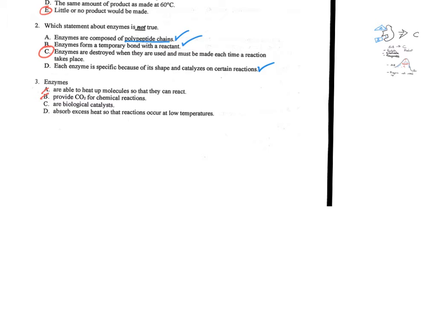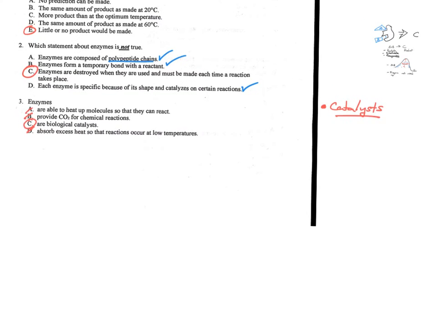So our biological catalysts, that's actually the definition. Actually, I used that word. If you go back and look at the notes in the video, I used the word catalyst. And I said enzymes are catalysts. They're biological catalysts. That's what they are. And absorb excess heat. Again, they don't absorb or produce heat. They do lessen the requirement for the energy. So that's where people might have gotten confused.